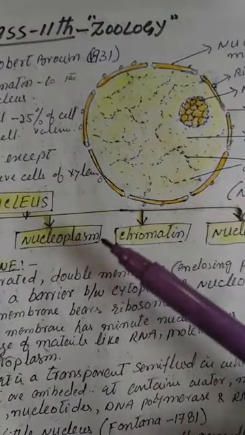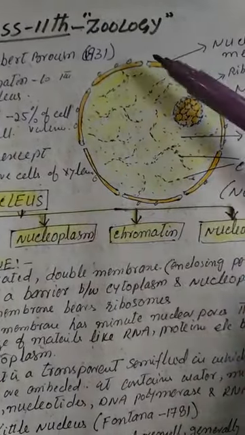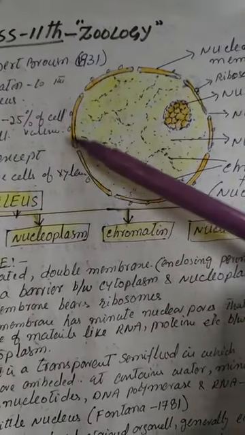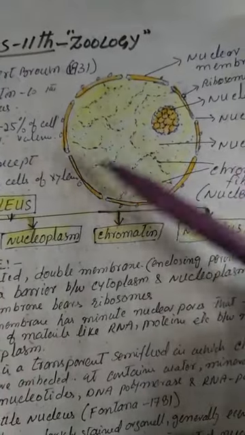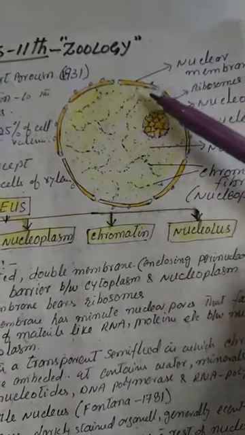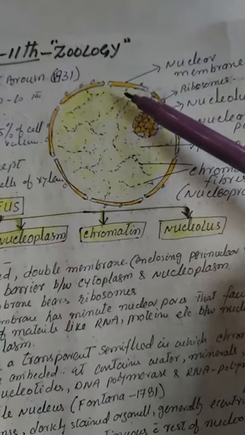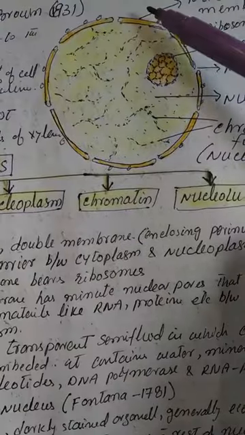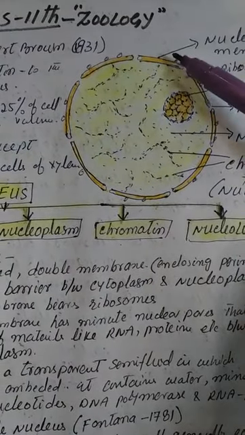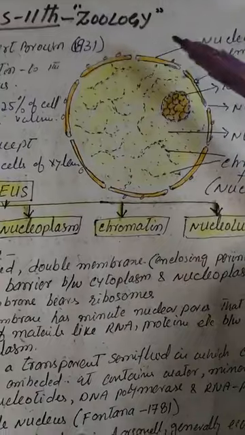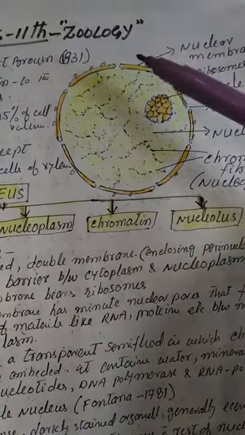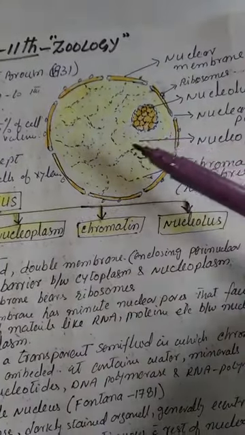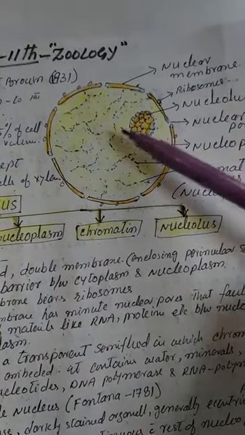This nuclear membrane is basically a perforated membrane. You can see it contains minute pores. It is a double membrane. These two membranes enclose a space called the perinuclear space. The perinuclear space is the space between the two layers of this nuclear membrane. This nuclear membrane forms a barrier between the cytoplasm and the nucleoplasm.